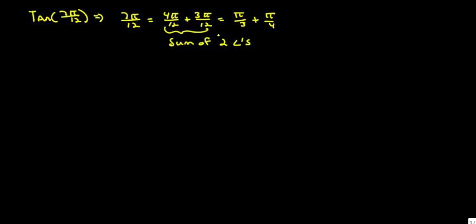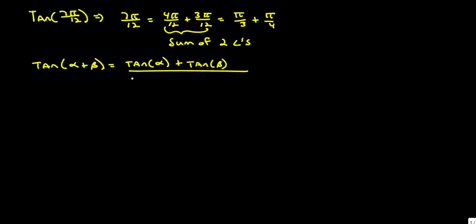What we're going to do is look to see what the tangent formula for a sum is. So the tangent of alpha plus beta is going to be equal to the tangent of alpha plus the tangent of beta, over 1 minus the tangent of alpha times the tangent of beta. We've already proven this, so now we'll just apply the formula.